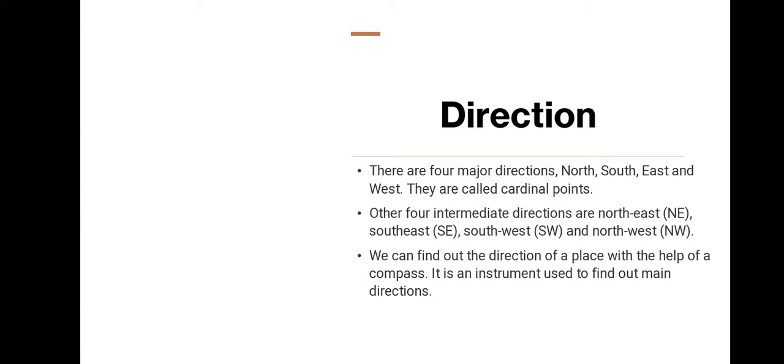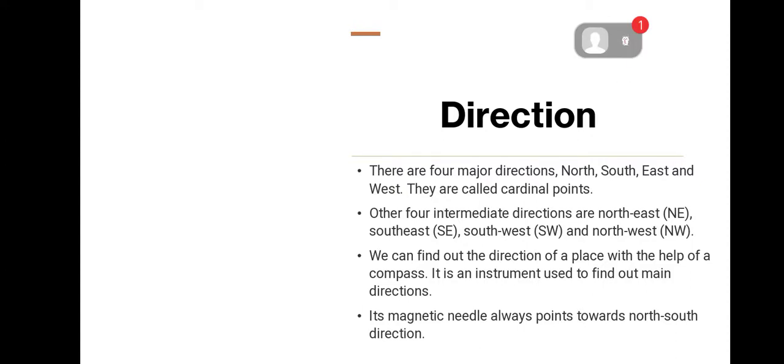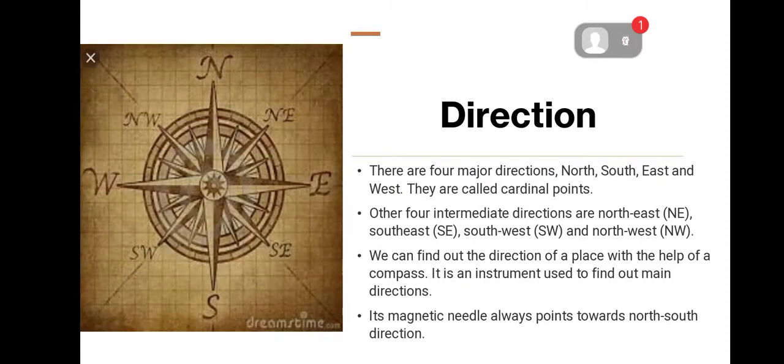The direction symbol on a map is given just right hand side of a map. Its magnetic needle always points towards north and south. We have to remember that a compass magnetic needle always points towards north south direction. Here you can see a compass.